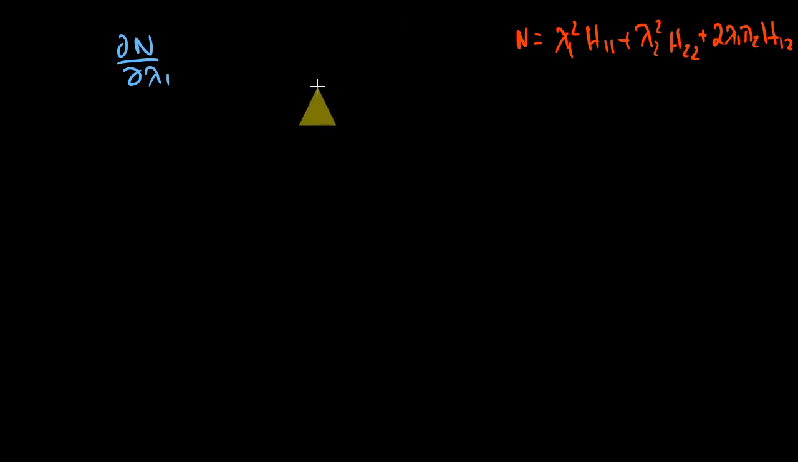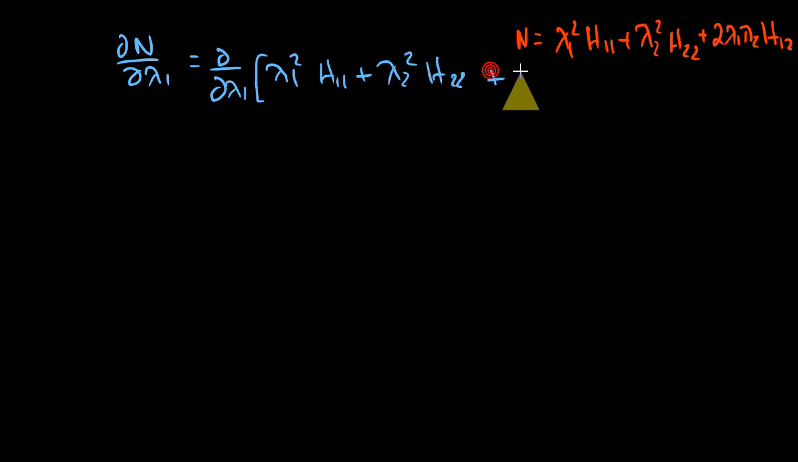So this is n, and from this we can find dou n by dou lambda 1. So dou n by dou lambda 1 is dou by dou lambda 1 of lambda 1 square h11 plus lambda 2 square h22 plus 2 lambda 1 lambda 2 h12. Differentiating the first term with respect to lambda 1, we get 2 lambda 1 into h11.